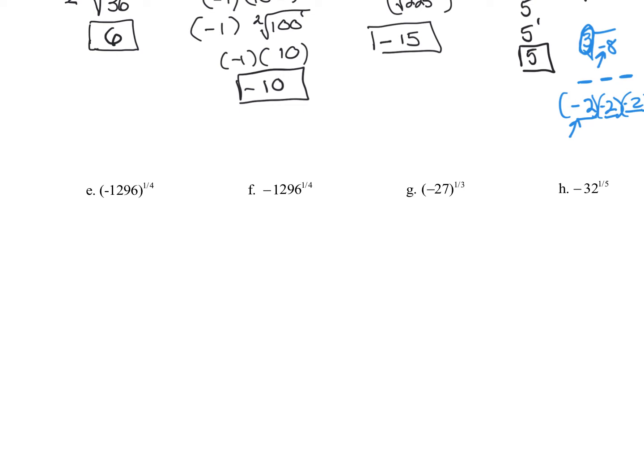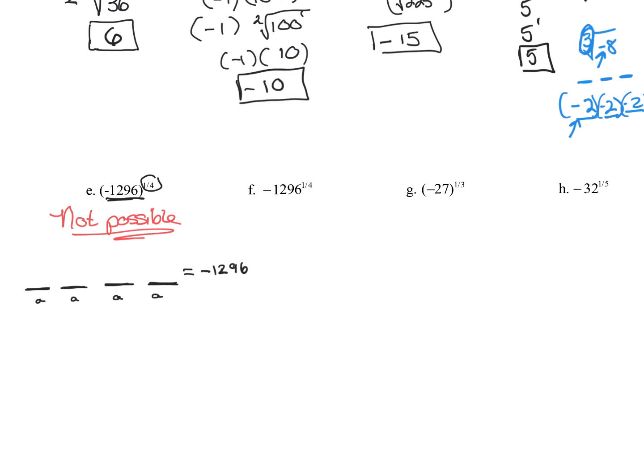This next answer is a tricky one. I'm going to tell you it's not possible, and then I'm going to show you why. What this problem says is take some negative power and fourth root it, which means 1, 2, 3, 4. A times A times A times A, whatever that A is, has to equal -1,296. Well, here's the problem.